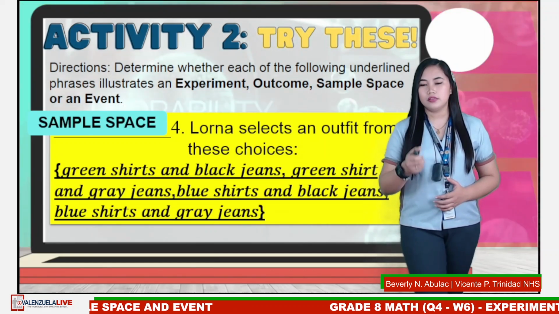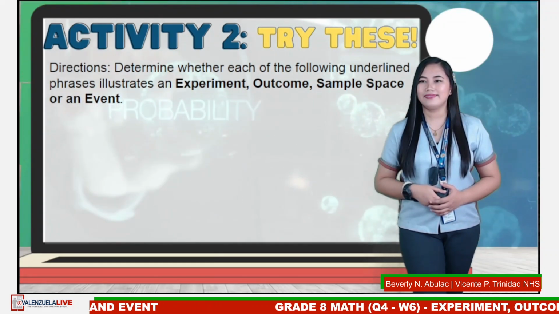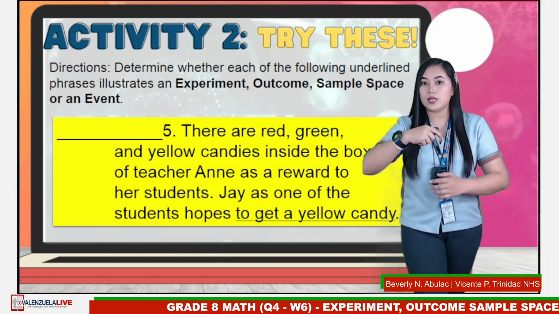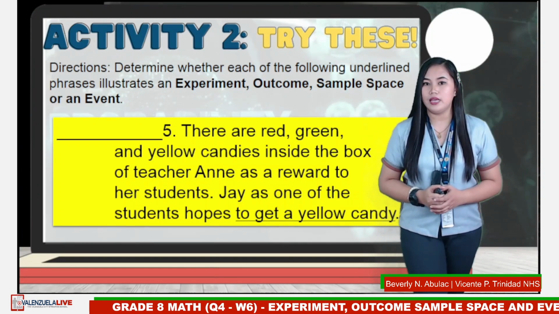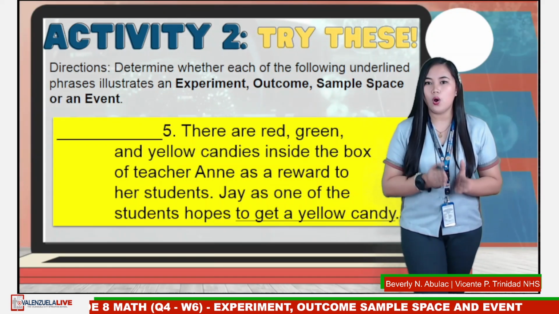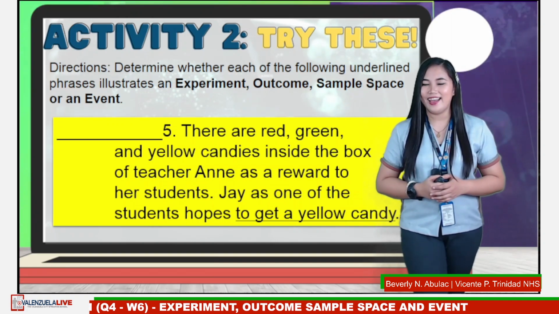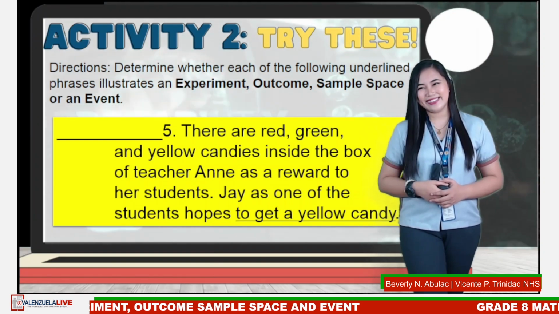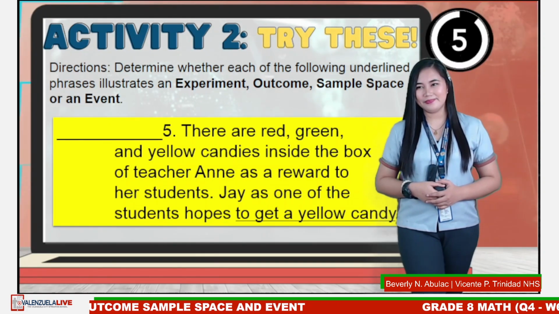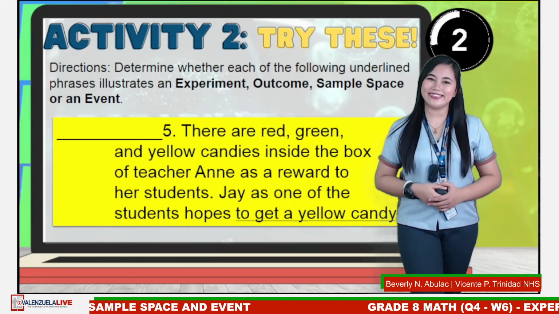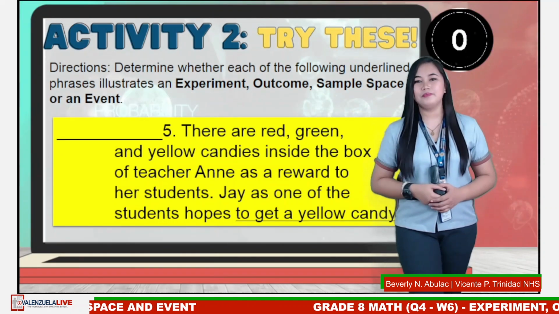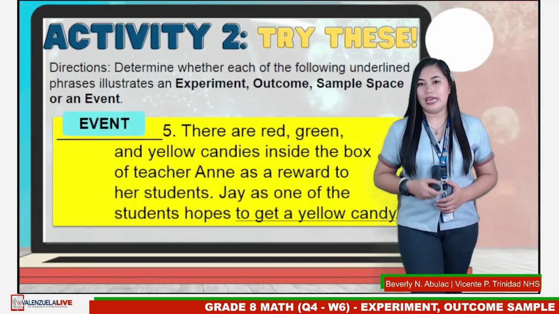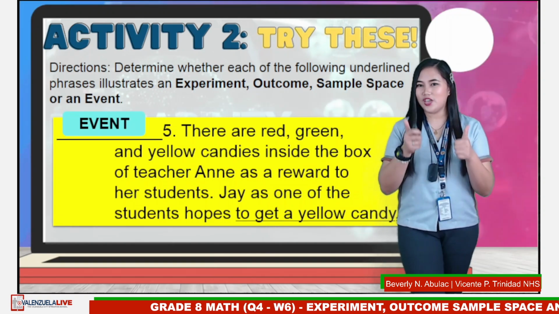Next one, we have number 5. There are red, green, and yellow candies inside the box of Teacher Anne. As a reward to her students, Jay, as one of the students, hopes to get a yellow candy. What could the underlined phrase illustrate? Time's up. Alright, correct. The answer is event. Good job!